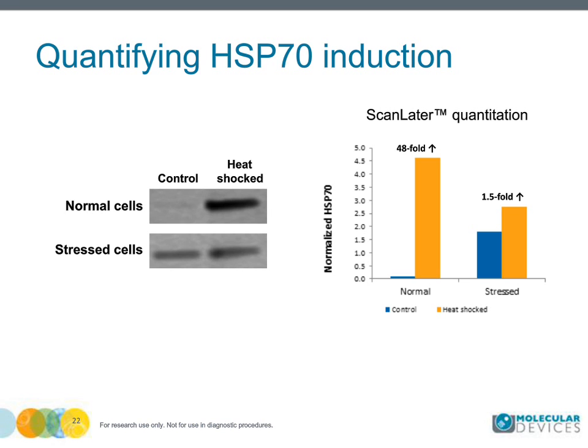So on the y-axis, I'm showing you normalized HSP70, which in this case means integrated density minus the background on the blot, expressed in millions. So in the normal population, we see a 48-fold induction of HSP70 in response to heat shock, whereas in the stressed cells, we only see about a 1.5-fold increase when they're heat shocked, and the overall level of expression of HSP70 is quite a bit lower than in the normal cells.